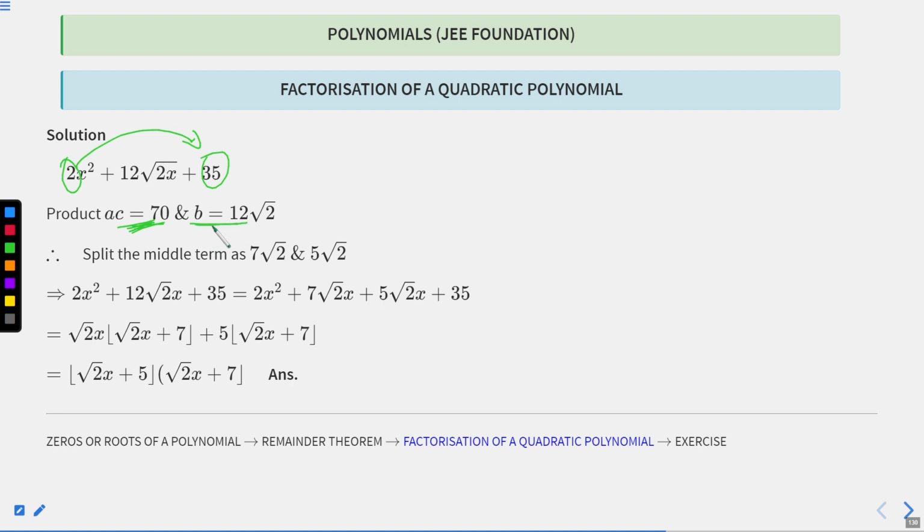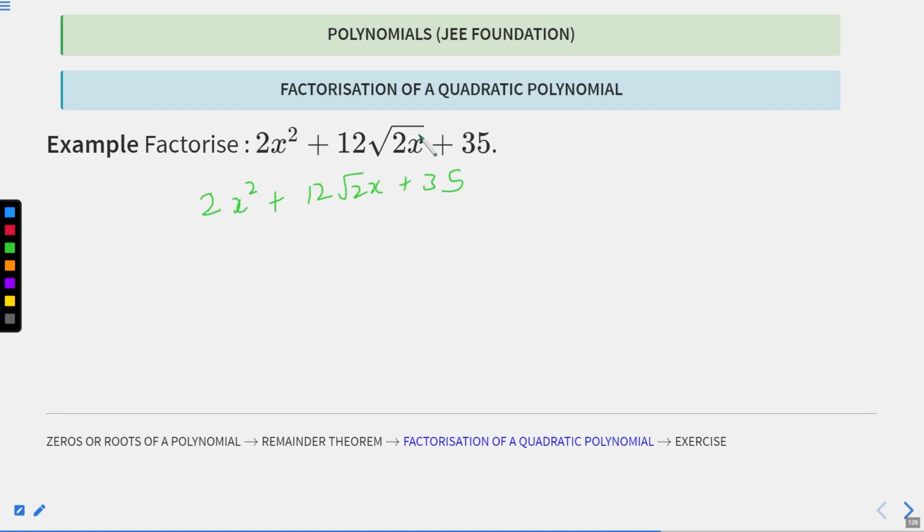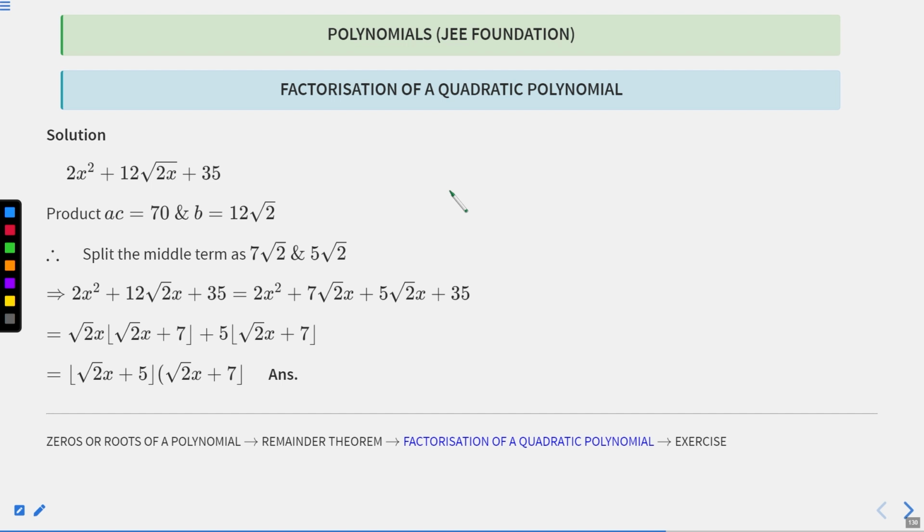So my b is this. Let me correct the question: it is 2x square plus 12 root 2 x plus 35. The 12 root 2 x is not inside the root, it is just outside the root. So plus 35. Let's see now what we will do.